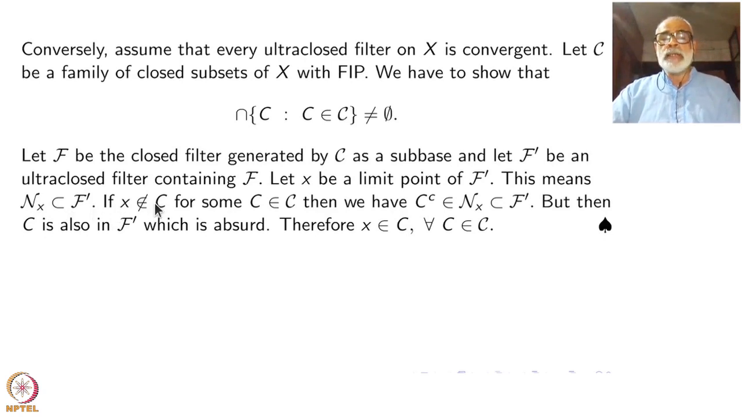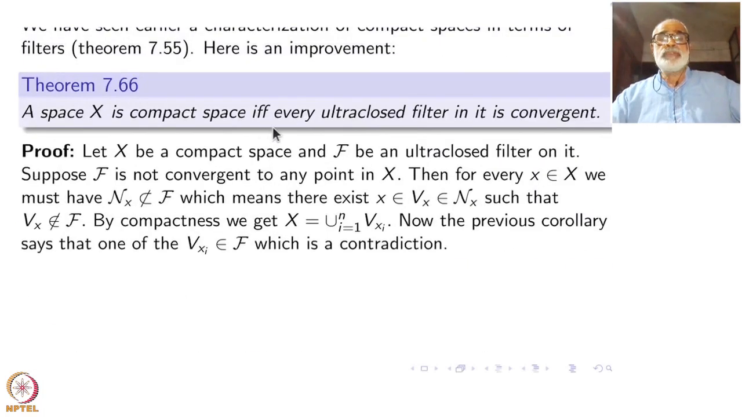If X is not in C for some C inside C, that would have meant that the complement of C is a neighborhood, and the neighborhood is contained inside F prime. That means the complement is in F prime. But all the members of C are inside F and hence inside F prime. Therefore, X must be inside C for every C inside C. That just means that the intersection has the common point X. So that is non-empty. So, the characterization of a compact space in terms of ultra closed filters comes out.